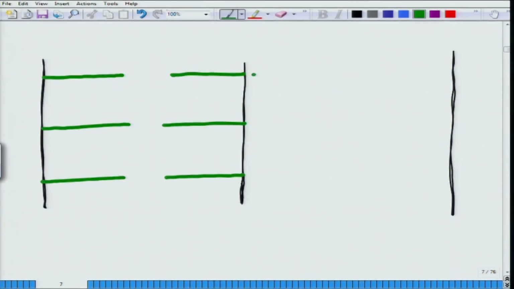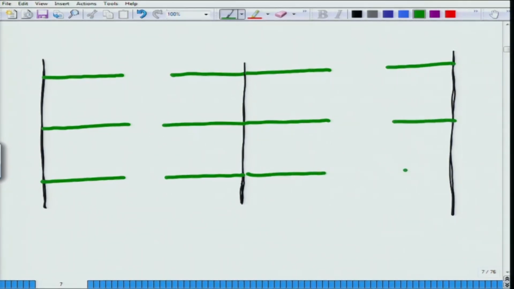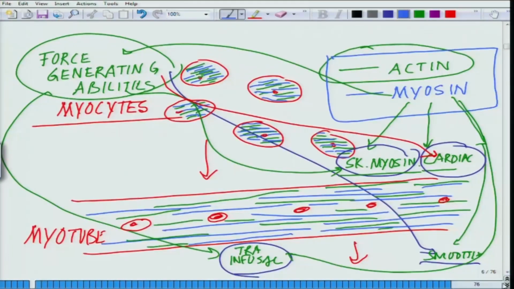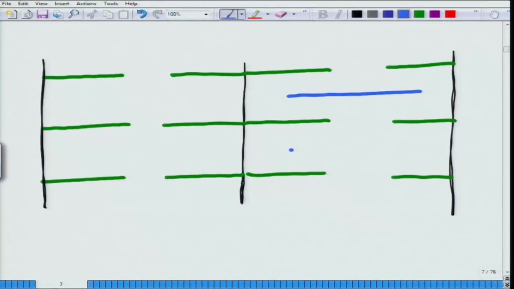Okay. Now, on the other side, we have like this, like this, like this. Fine. Now, we have another component which is a blue component, which is our myosin. Am I right? Yeah, fine. The myosin component, which is in blue.